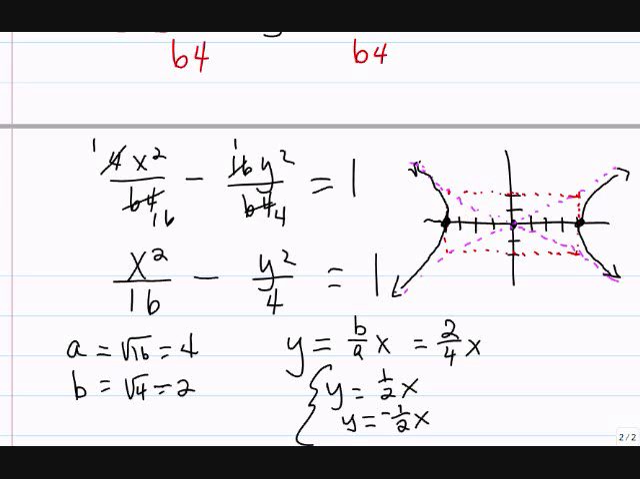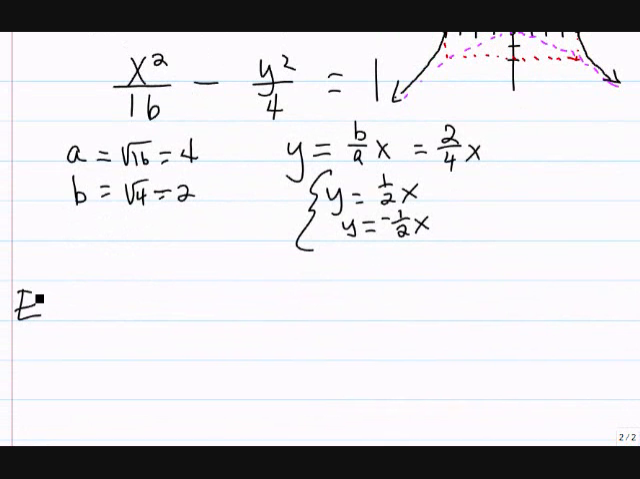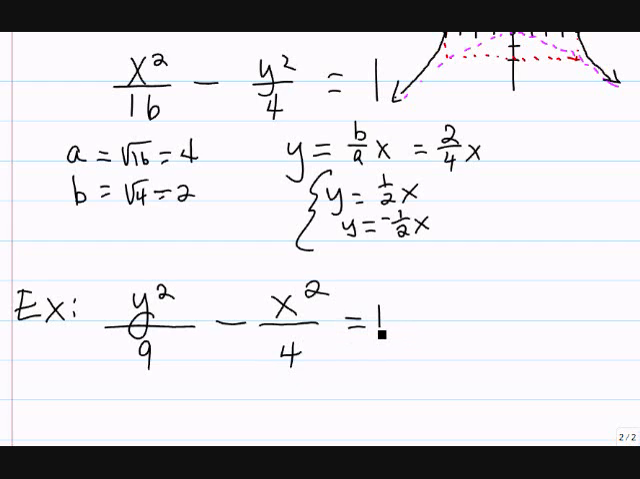Okay. I'll do another one that's vertically oriented for you. So I'm going to do y squared over 9 minus x squared over 4 equals 1.